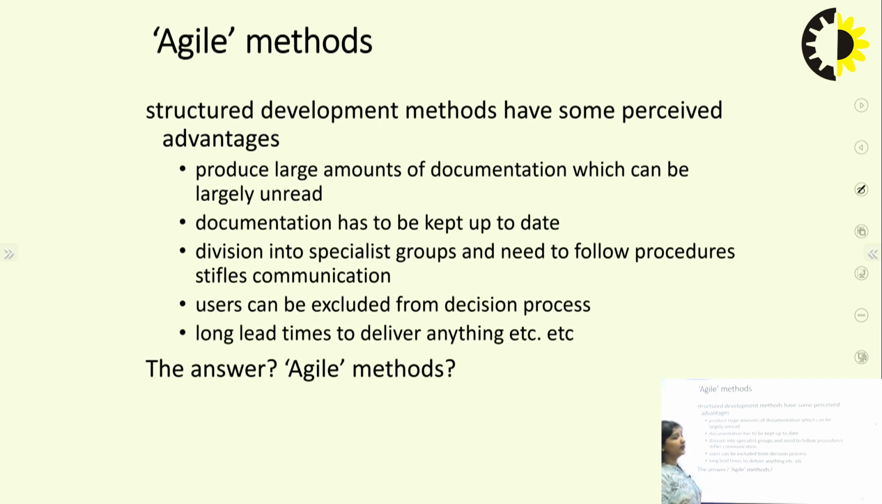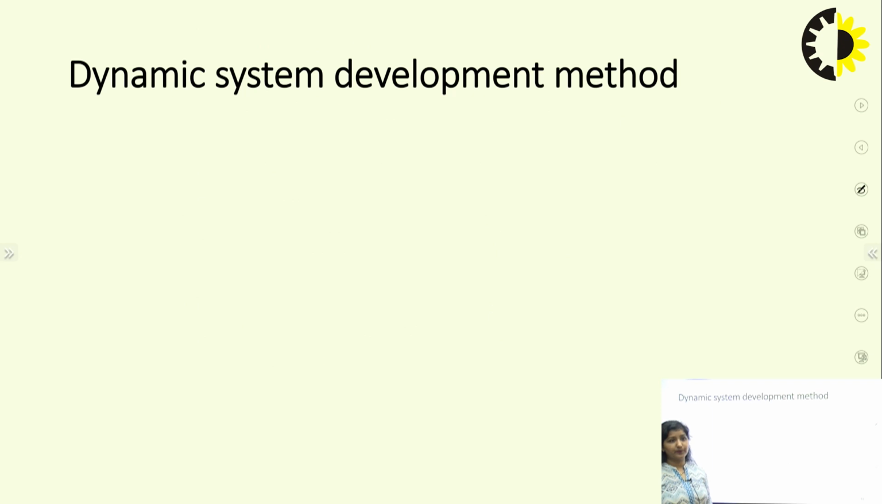Now, what are the answers for all these things which occur in the project? The answer for all these things is the agile methods. So we are going to use agile methods to overcome all these issues. Next is dynamic system development, that is DSDM.